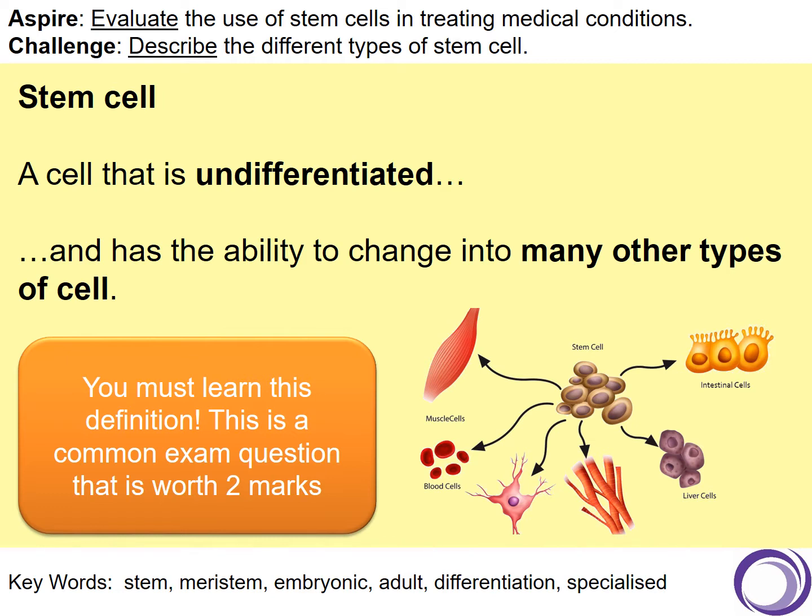You've got to learn this definition. It's obviously quite new research, quite new science, so AQA like to ask about it. So you've got to learn a definition. It's usually a 2-mark exam question. So a stem cell is an undifferentiated cell, and therefore it can change into any other type of cell.